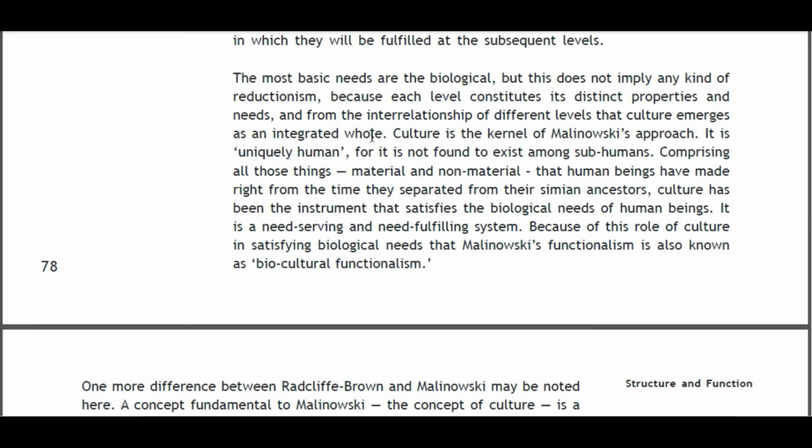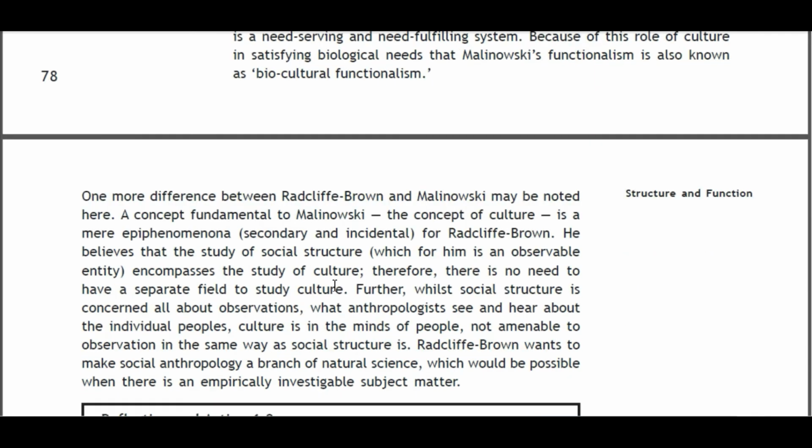as an integrated whole. Culture is the kernel of Malinowski's approach. It is uniquely human, for it is not found to exist among subhumans, comprising all those things, material and non-material, that human beings have made right from the time they separated from their simian ancestors. Culture has been the instrument that satisfies the biological needs of human beings. It is a need serving and need fulfilling system. Because of this, the role of culture in satisfying biological needs, Malinowski's functionalism is also known as biocultural functionalism.